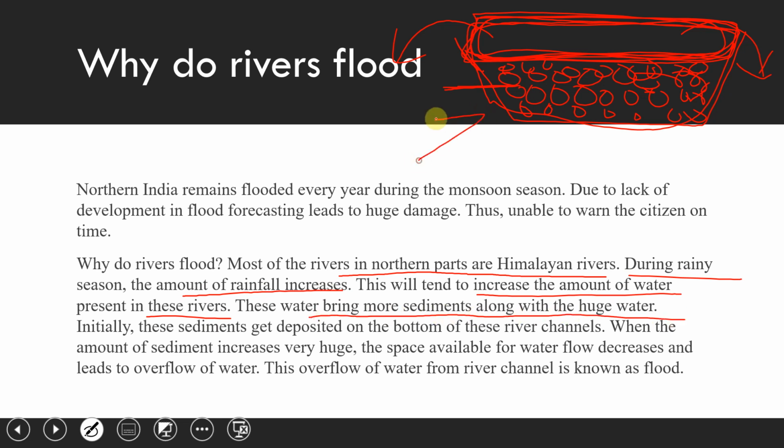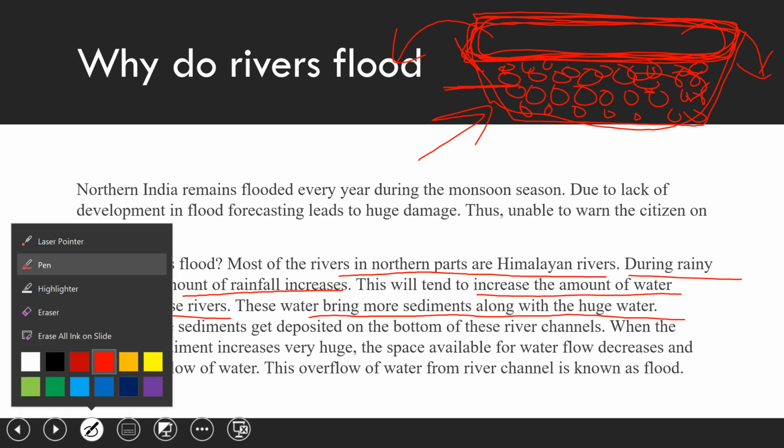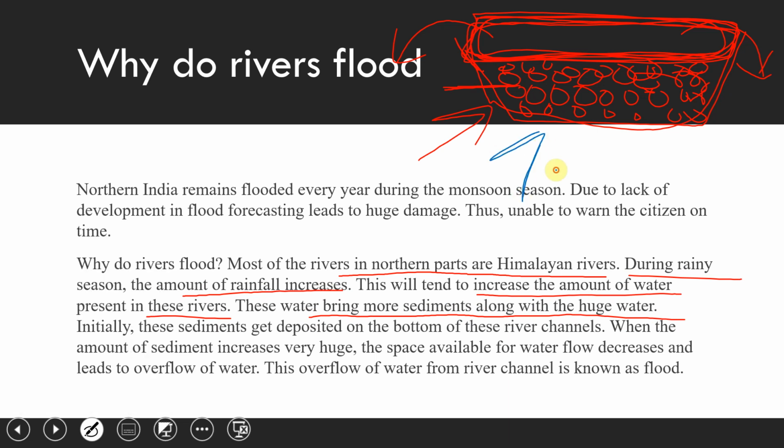This brings lots of sediments to the water, and initially these sediments get deposited on the bottom level of these river channels, and when the amount of sediment increases very huge, the space available for the water flow decreases.